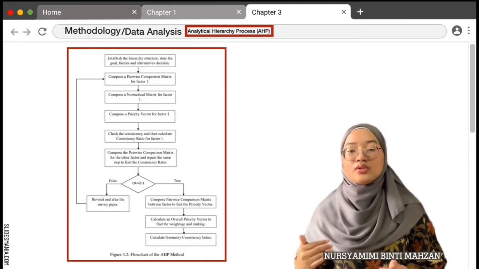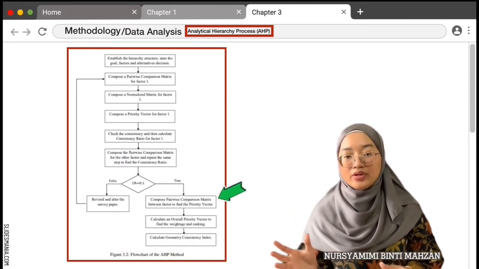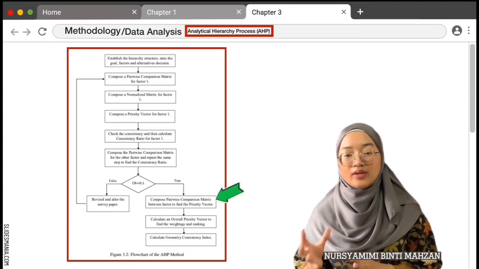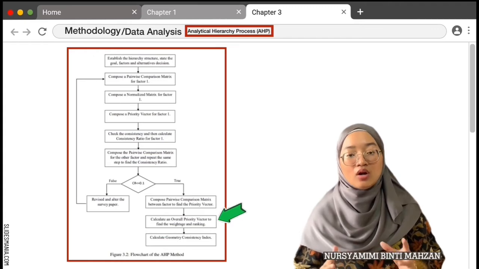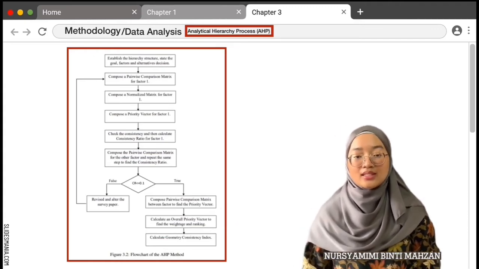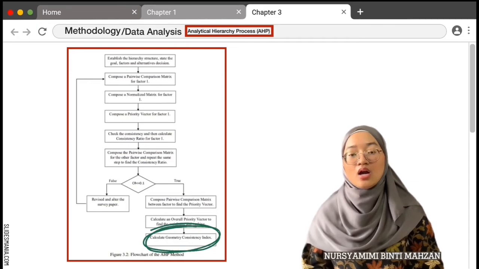Then the step continues to the next steps, which is to compose a pairwise comparison matrix between factors and then calculate the priority vector. Then we calculate the overall priority vector to find the weightage and the rank. Lastly, the geometric consistency index is another method to calculate the consistency of the data.